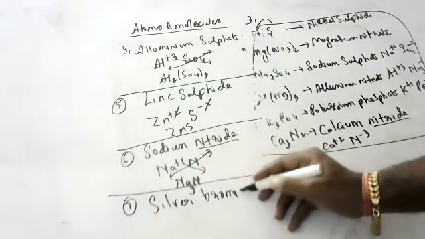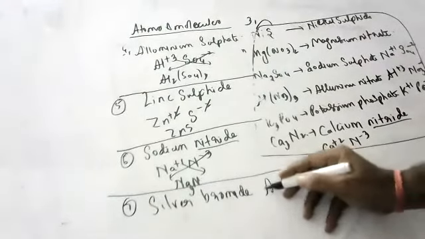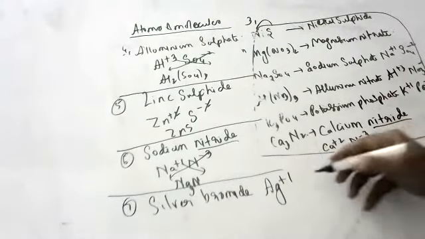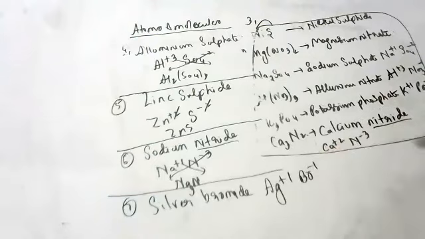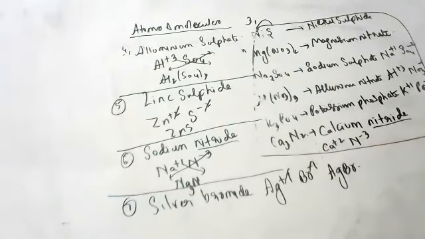Do you remember silver bromide, children? In 10th class also, it's important. Silver is Ag plus, Br is Br minus. So AgBr, silver bromide. All of you forgot, children. Very, very bad. You should remember.